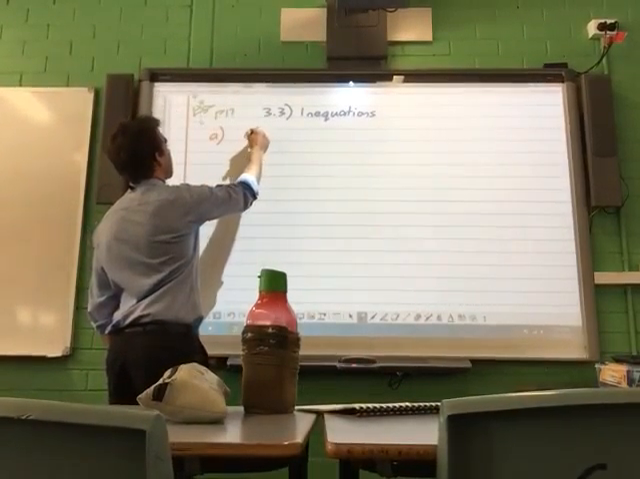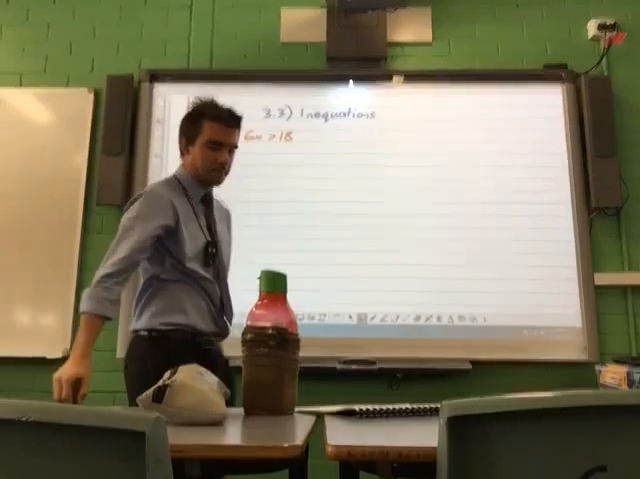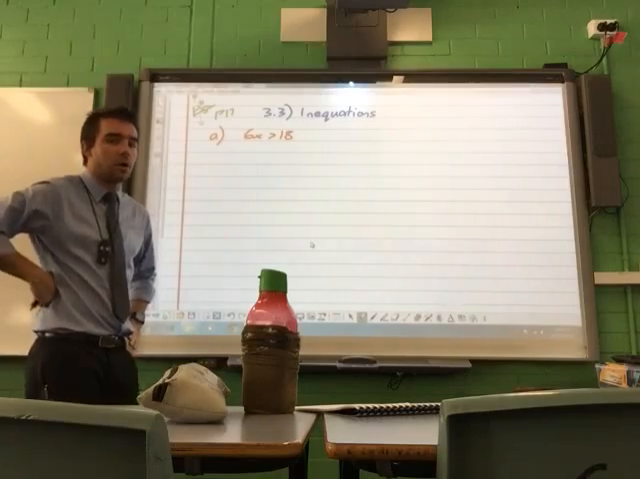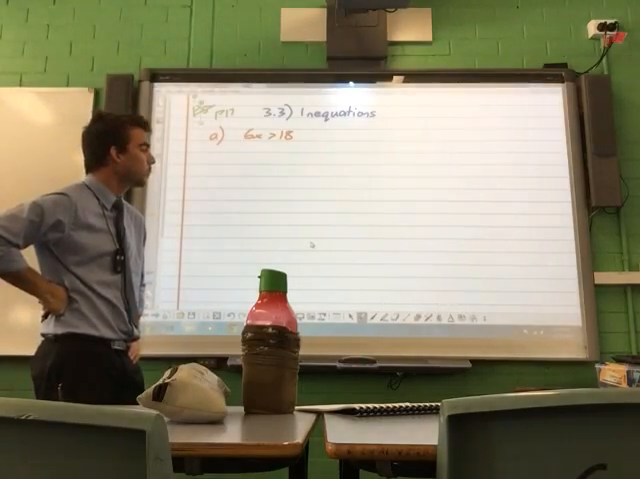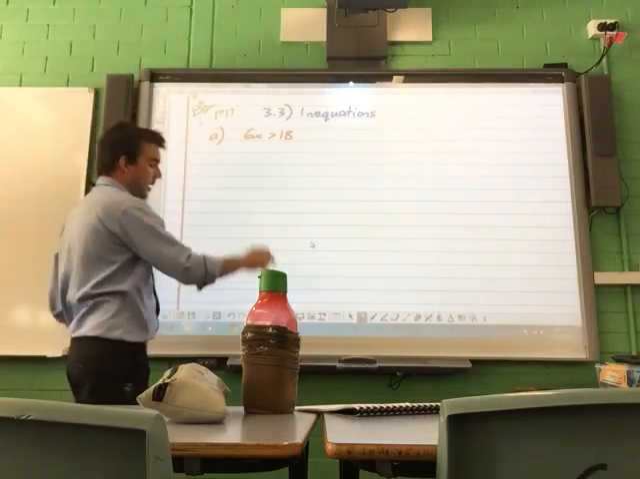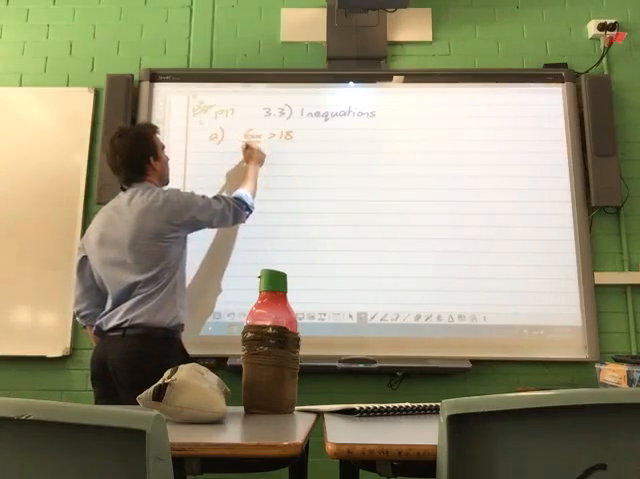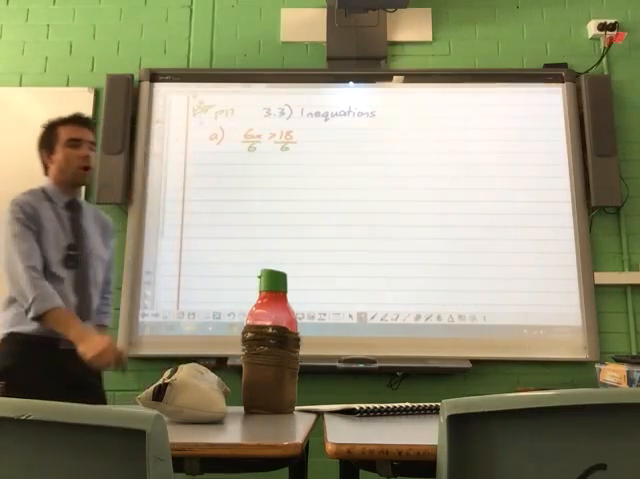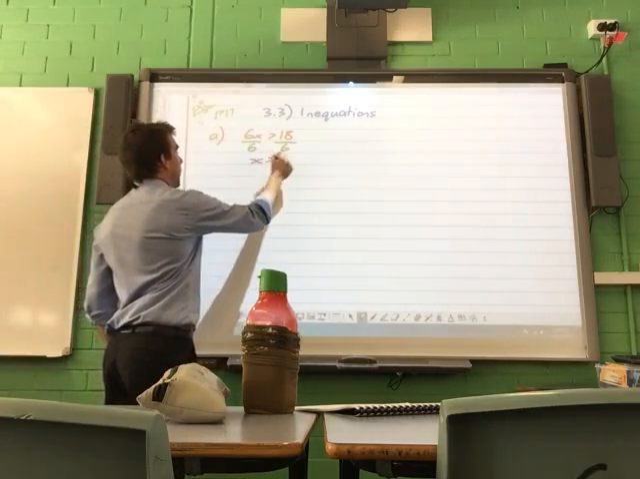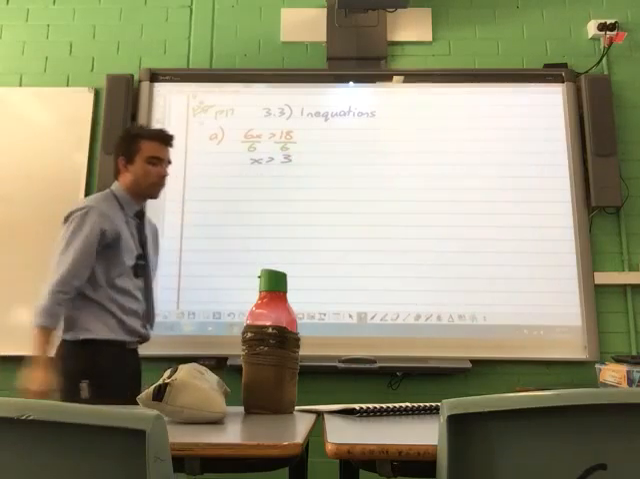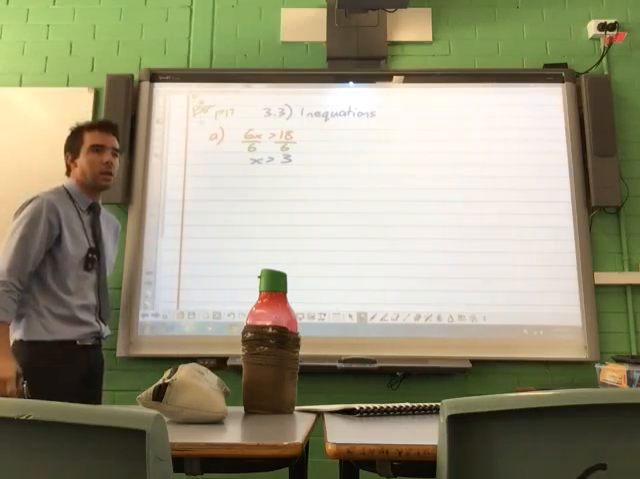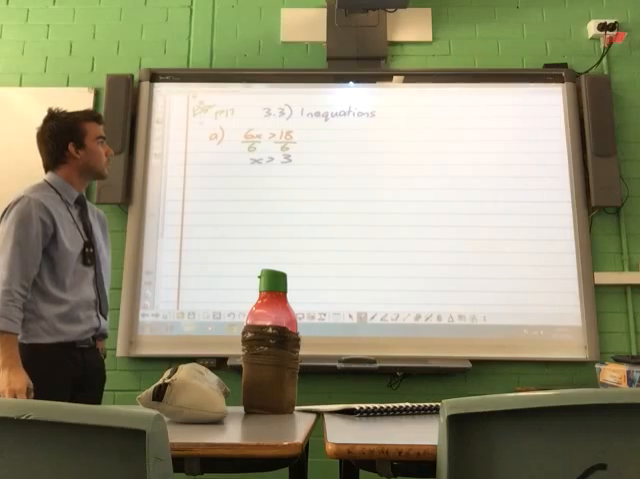Right. 6x is greater than 18. So we use our equation skills to solve for these inequalities. So this is an equal sign, 6x equals 18. So we're multiplying x by 6. To solve, I divide by 6 because that's the opposite of multiplying by 6. So x is greater than 18 divided by 6, which is 3. So any number that's greater than 3 will satisfy the original inequality.